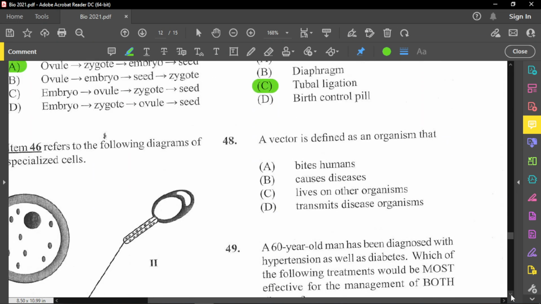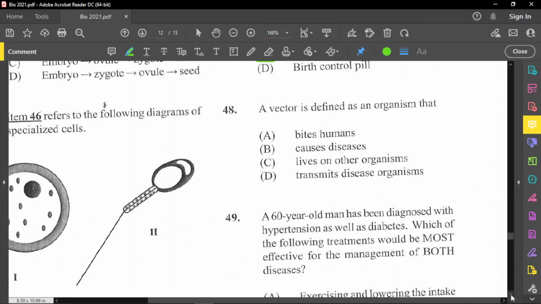All right, let's go to 48. A vector is defined as an organism that what? Bites animals, no. Causes diseases, no. They're not the cause of it. They are the agent in terms of transmission. Lives on other organisms, no. So a vector is what transmits disease. That transmits disease organism. So 48 is that. 49.